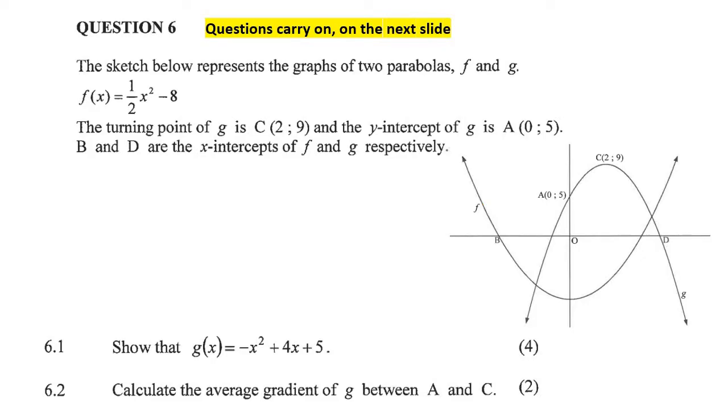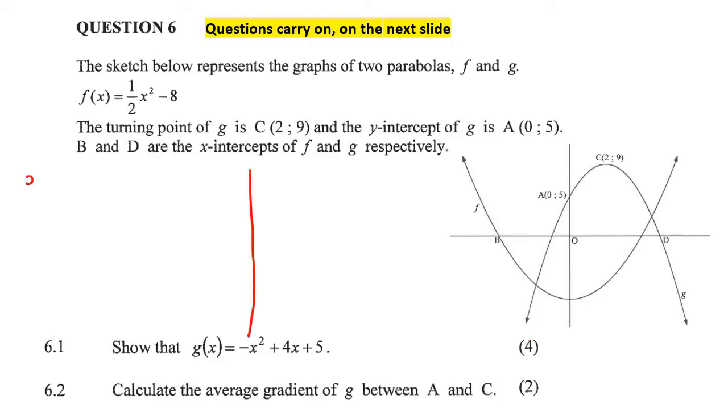Then the turning point of g is (2; 9), the y-intercept is (0; 5), and B and D are the x-intercepts of f and g respectively. Show that the equation of g is that, for 4 marks. Now, there are only two ways that you can find the equation of a parabola. Let me quickly remind you.